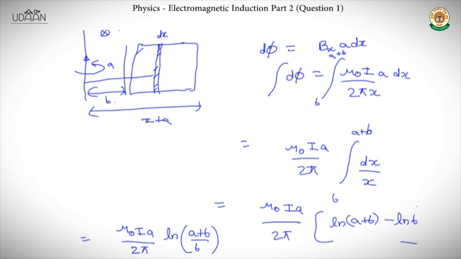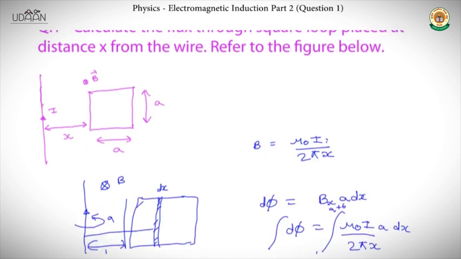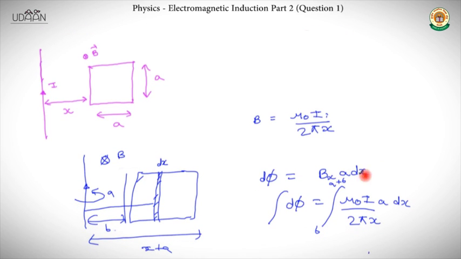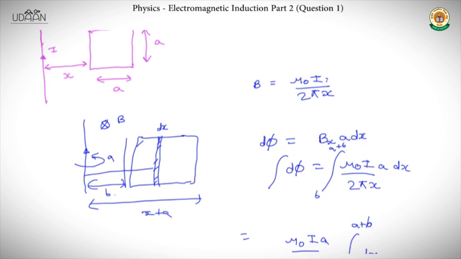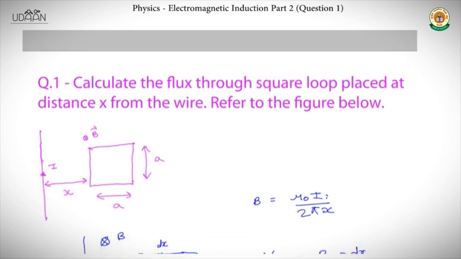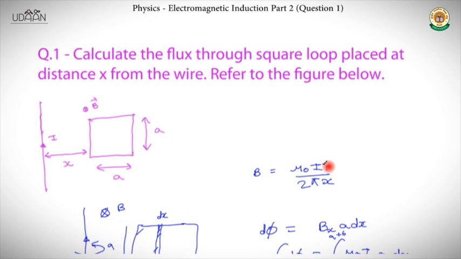So basically this is a conceptual question, and what you need to pay attention to here is when the distance is going to remain constant, when it is going to vary, and in which direction you are going to take dx. All that matters a lot. And the direction of B that you take can affect your sign and eventually your answer. And lastly, you should also be clear with the concepts of integration. So this was question number 1 for calculating the flux through a square loop. We'll shortly be looking at question number 2 now.